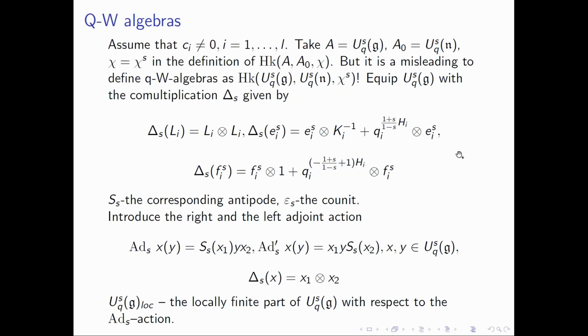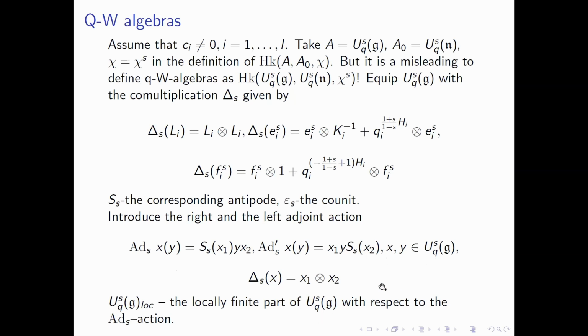Why do I modify the standard Drinfeld-Jimbo co-multiplication? It's because the subalgebra generated by the F_i's becomes a left co-ideal. So if you look at these formulas for the co-multiplication, then on the right here, we have only generators of the subalgebra U_q(n^-), the F_i's and this union. So then we can introduce two adjoint actions, the right adjoint action and the left adjoint action of the quantum group on itself, where I use the standard Sweedler notation.